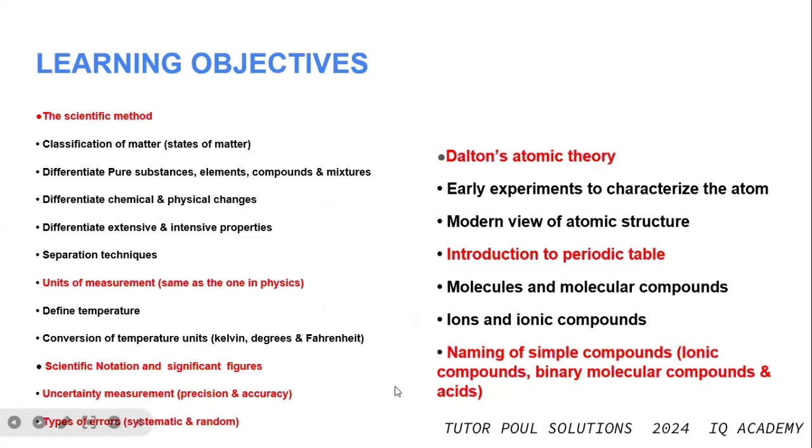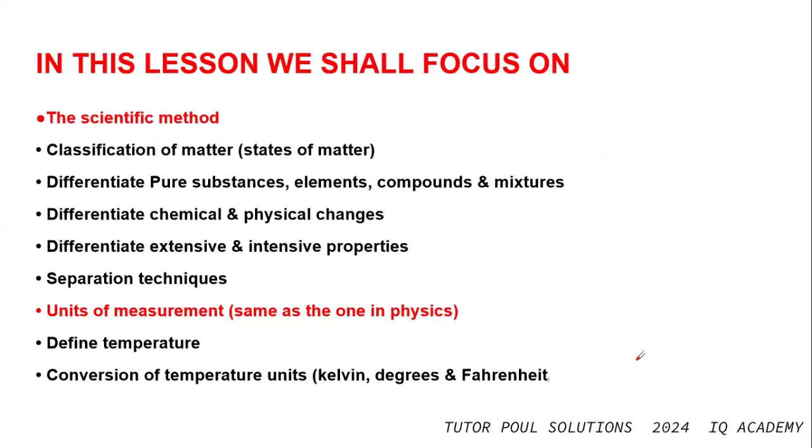By the end of the first topic, these are the outlined objectives that you as a student must know. You must know the scientific method, classification of matter, all this until we have naming of simple compounds, ionic compounds, and binary molecules. But specifically for today's lesson, we'll focus on these two things that are outlined here.